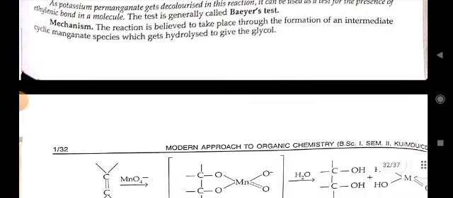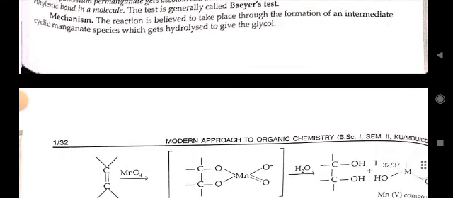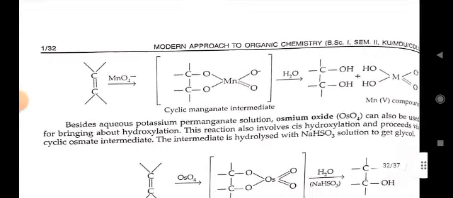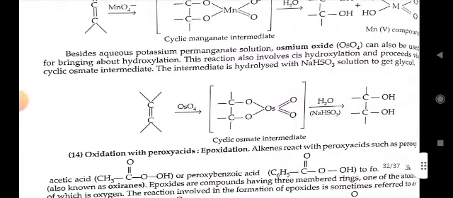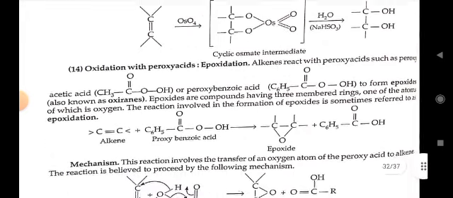Mechanism: the reaction is believed to take place through the formation of an intermediate cyclic manganate species which gets hydrolyzed to give the glycol. Besides aqueous potassium permanganate solution, osmium tetroxide can also be used for bringing about hydroxylation. These reactions involve cis hydroxylation and proceed via a cyclic osmate intermediate. The intermediate is hydrolyzed with NaHSO3 solution to get the glycol.